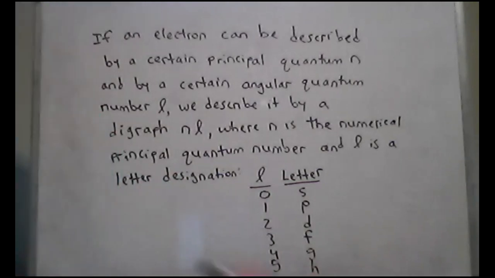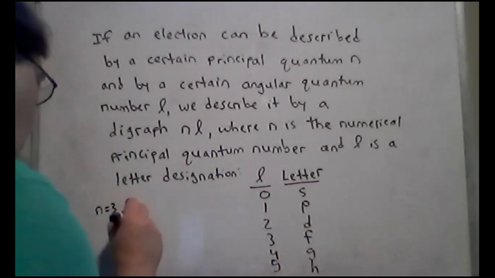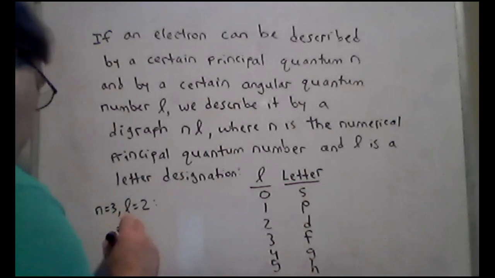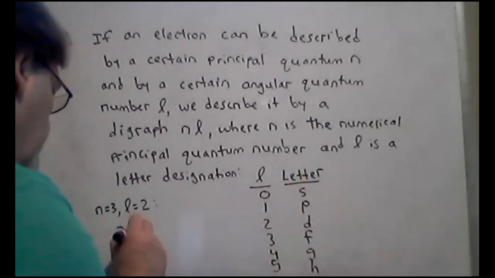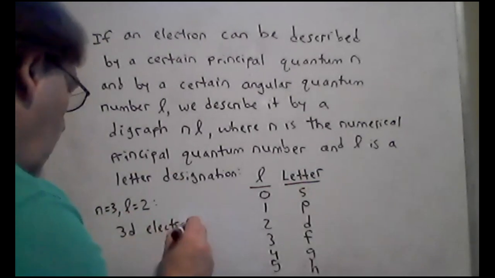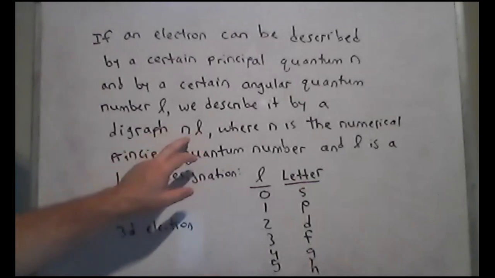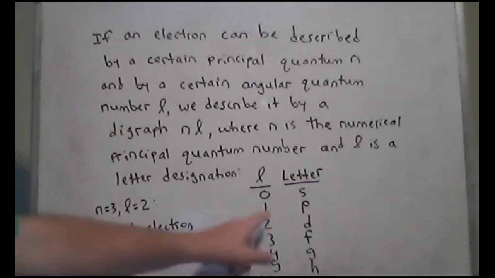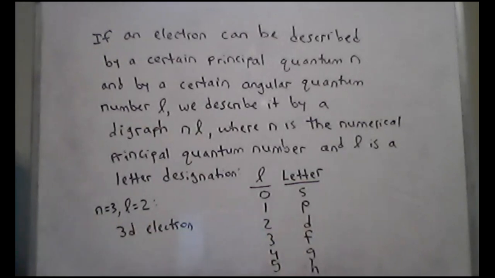So in my previous example, if n equals 3 and l equals 2, this would be a 3D electron. It's given as nl, 3D. n equals 3. l equals 2, which corresponds to D. It would be considered a 3D electron.